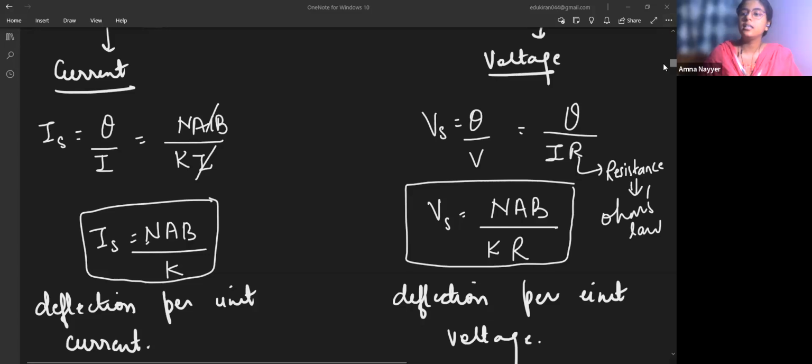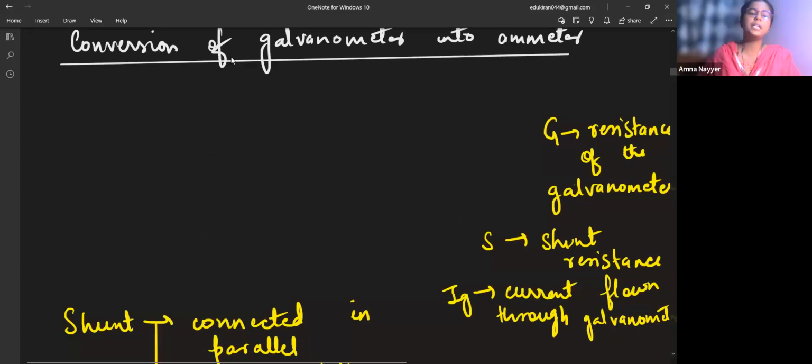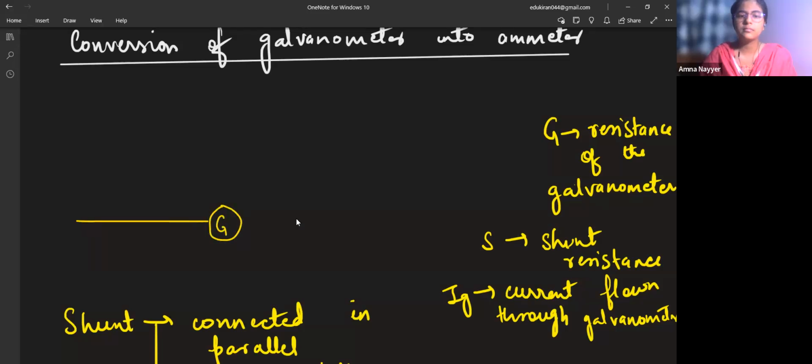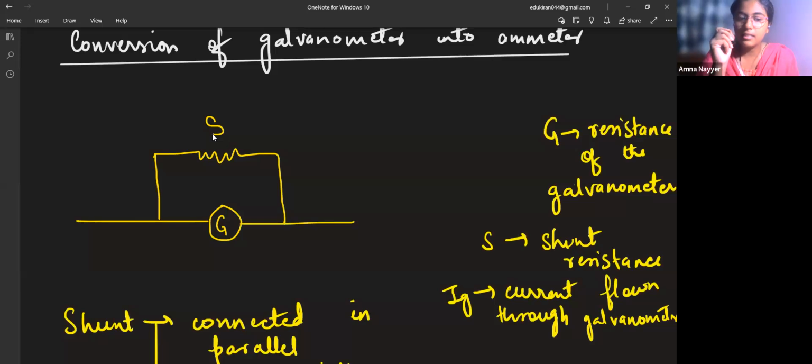All right. Now see, conversion of galvanometer into ammeter. So how do we have to perform calculations by ourselves? We'll set up the circuit in such a manner that we are able to find out the value of current. So if I just have a galvanometer, what will I do for conversion of galvanometer into ammeter? I'll connect a resistor in parallel. This resistor is called a shunt. This is connected in parallel and it has a very small value of resistance. This we call the shunt.